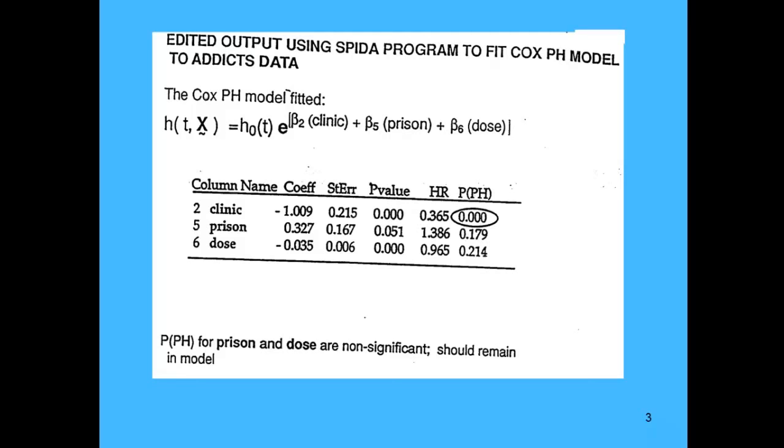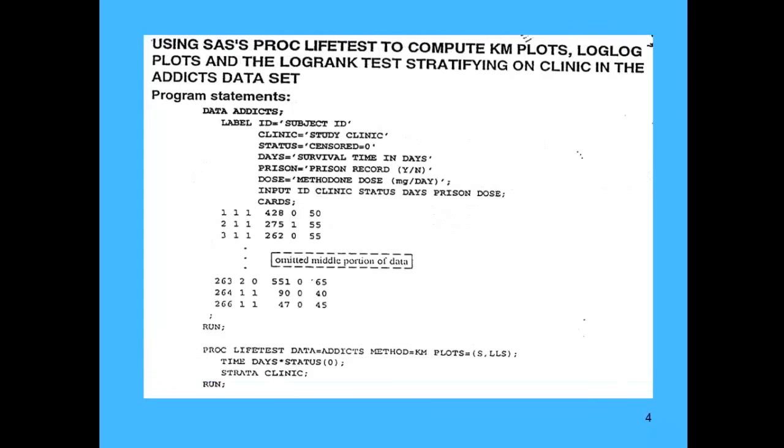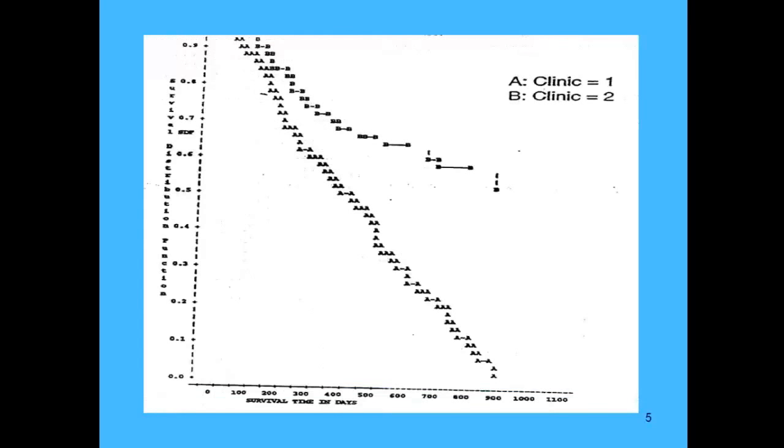Now, you might want to do more with this. You might want to leave the clinic variable out, put the prison and dose variable in there, and see if the clinic variable is still bad, just like we did with the sex variable when we're doing the remission time. But in any case, it looks like from this, just from looking at this, that the clinic variable isn't satisfying the assumption.